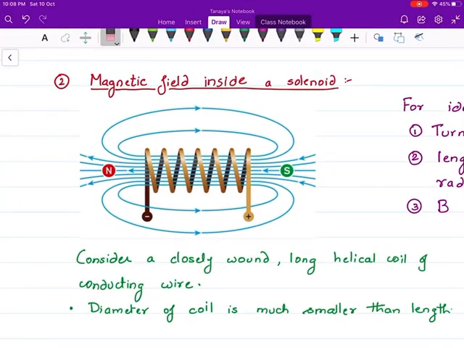Hello students, in this video we are going to see how to find the magnetic field inside a solenoid using Ampere's circuital law. In the last lecture we had seen how to find the magnetic field due to a current carrying conductor using Ampere's circuital law. In this case we are studying about a solenoid.